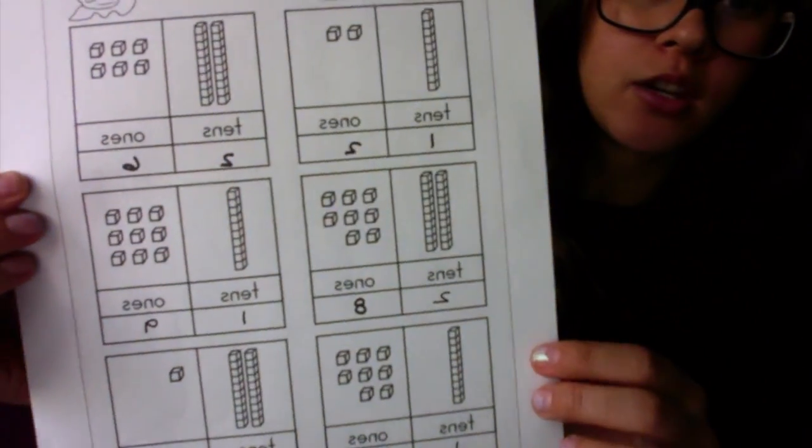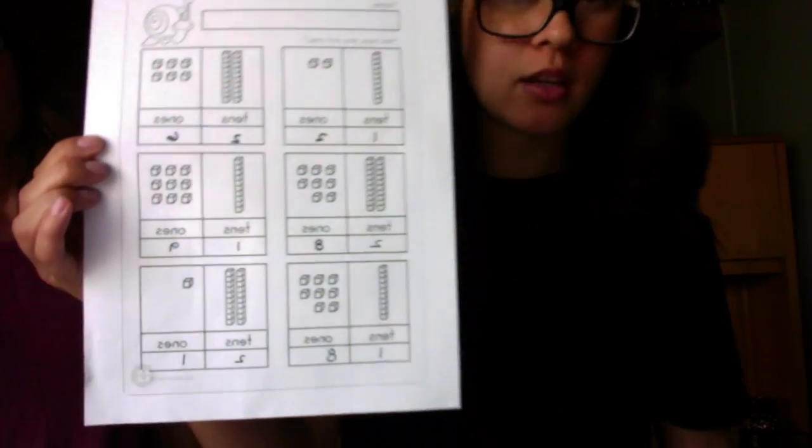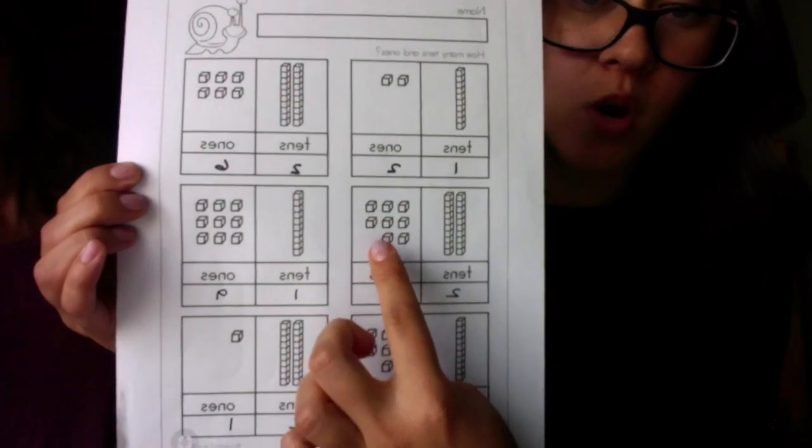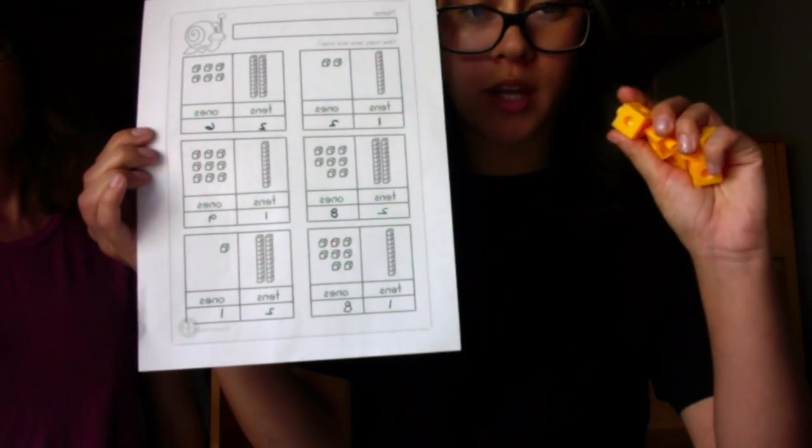Using your 10 frames, you should have gotten something that looks like this. We have 2 tens for the 20, and then 8 ones. You should have had 8 small ones broken off to make a 28. Did you guys all have those? Did any of you have a hard time with it? Let us know because we'll help you. Raise your hand. Okay, so you guys all got it.